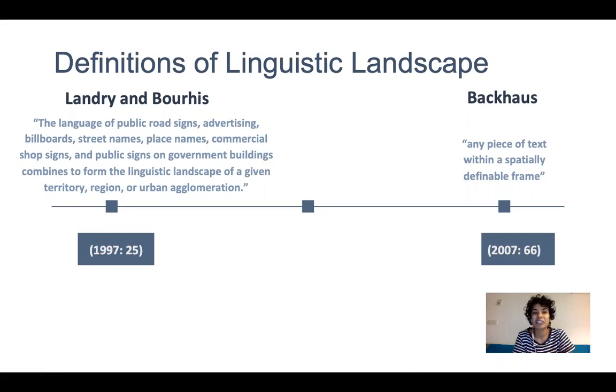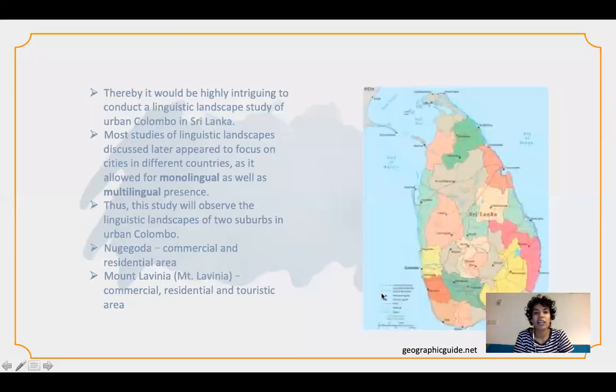Right, so the definitions of linguistic landscape. Landry and Bourhis say that the language of public road signs, advertising, billboards, street names, place names, commercial shop signs, and public signs on government buildings combine to form the linguistic landscape of a given territory, region, or urban agglomeration. And Backhouse, on the other hand, says any piece of text within a spatially definable frame. So you can see quite an exhaustive list by Landry and Bourhis, as well as a very broad definition provided by Backhouse.